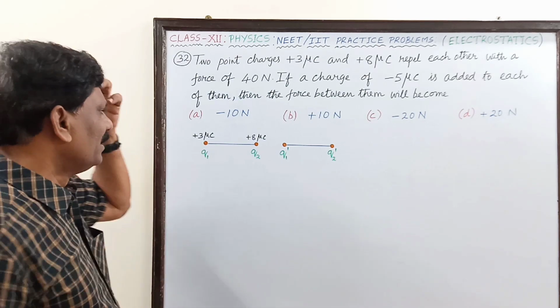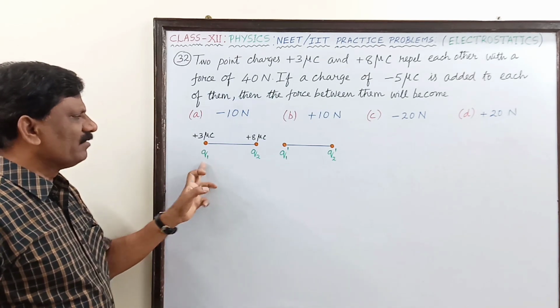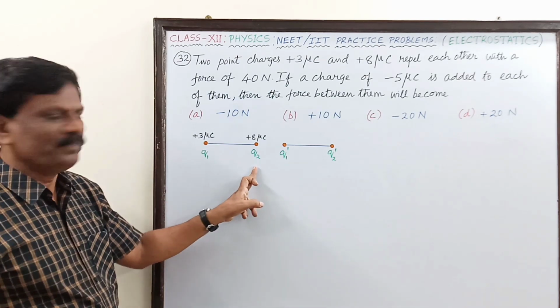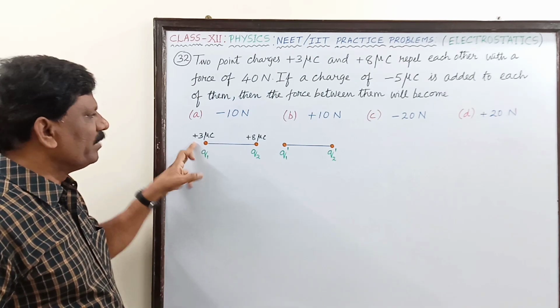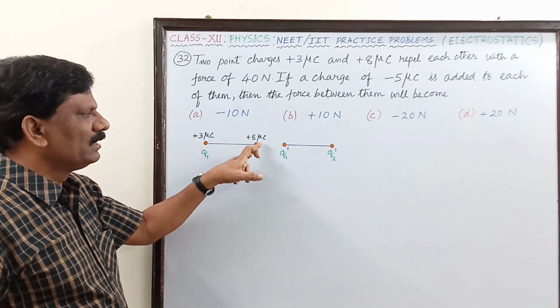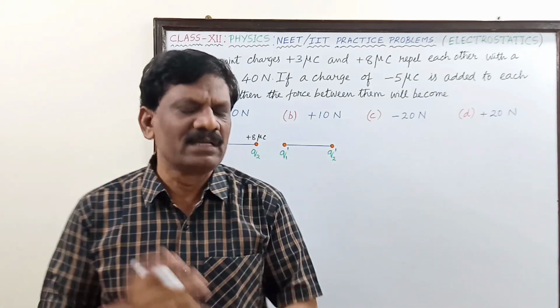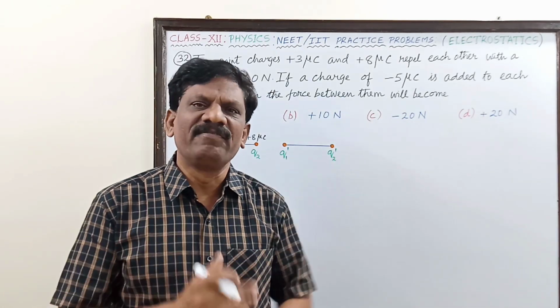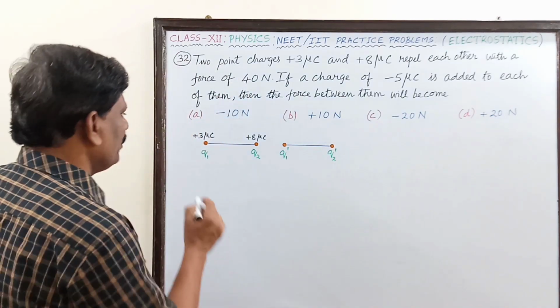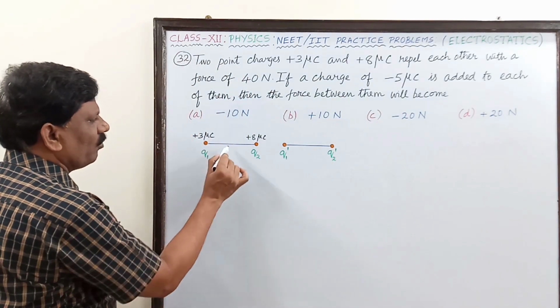It is a very easy and very simple question. First I have drawn the picture of two charges Q1 and Q2. So Q1 is plus 3 microcoulomb and Q2 is plus 8 microcoulomb. The distance of separation is not given, but still from Coulomb's law of electrostatics we can write the force between them.